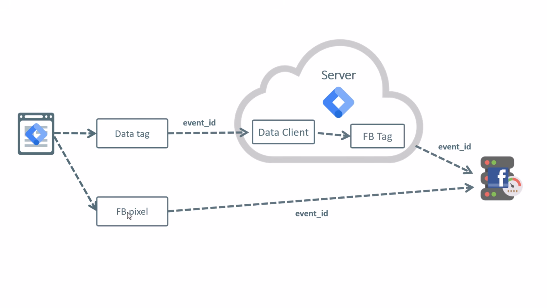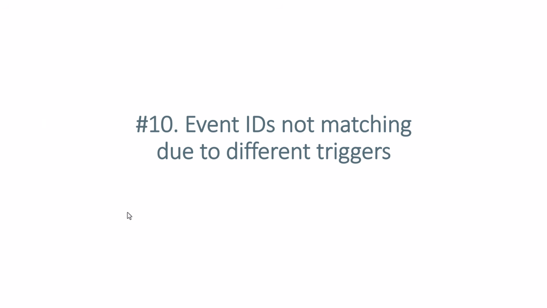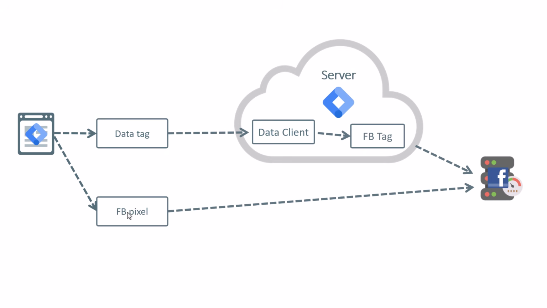And the final mistake is also very related to the event IDs, because you have to make sure that event IDs of both events are the same. And that can be done on the level of the website Google Tag Manager container. You need to make sure that the tag which sends data to your server and the Facebook pixel tag fire on the same trigger. Then the event ID will be generated properly and it will be the same across both of these tags.